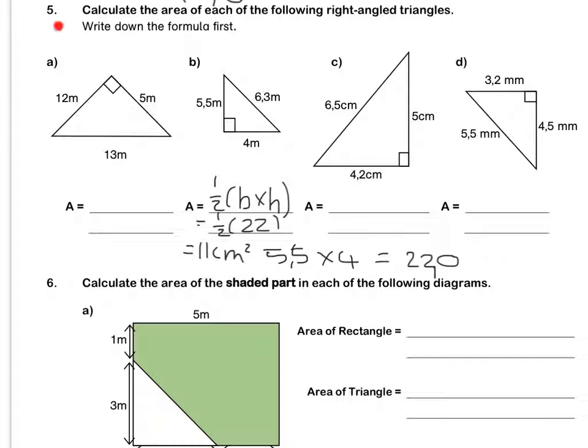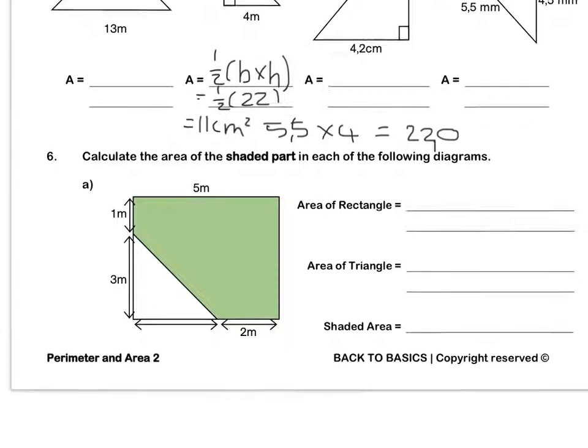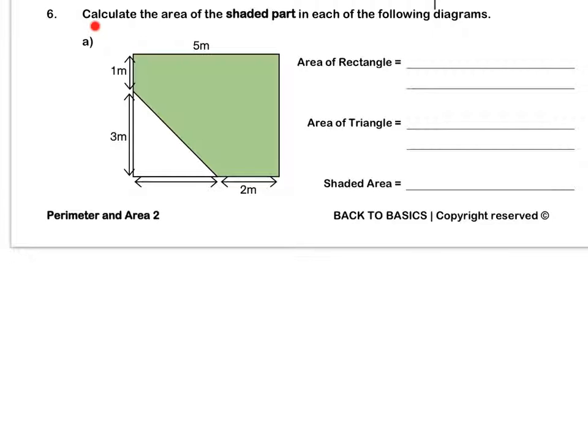Press pause to complete question 5 by yourself. Question 6. Calculate the area of the shaded part in each of the following diagrams. For A, we have the green shaded part. So, we have a rectangle of which a triangle has been cut out and only the remaining part has been shaded. So we need to figure out how much this is. In order to do so, we need the total area of the rectangle minus the area of the triangle which is not shaded. So, firstly we have some measurements that are missing.